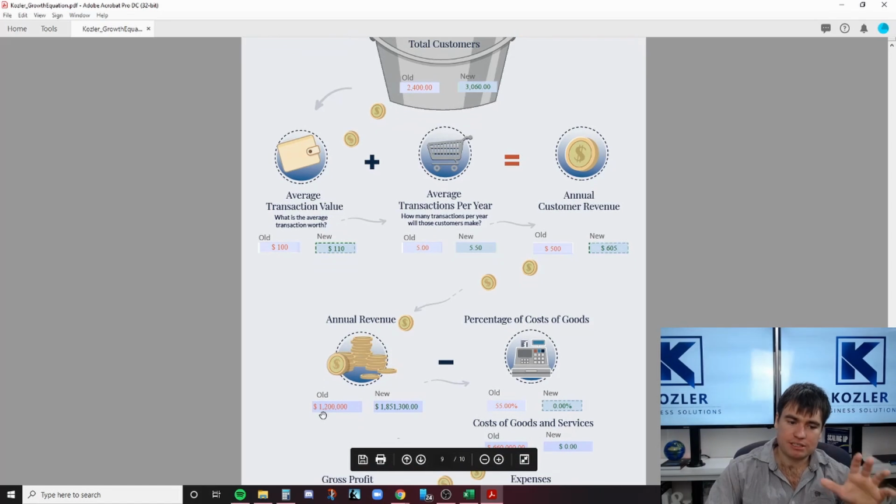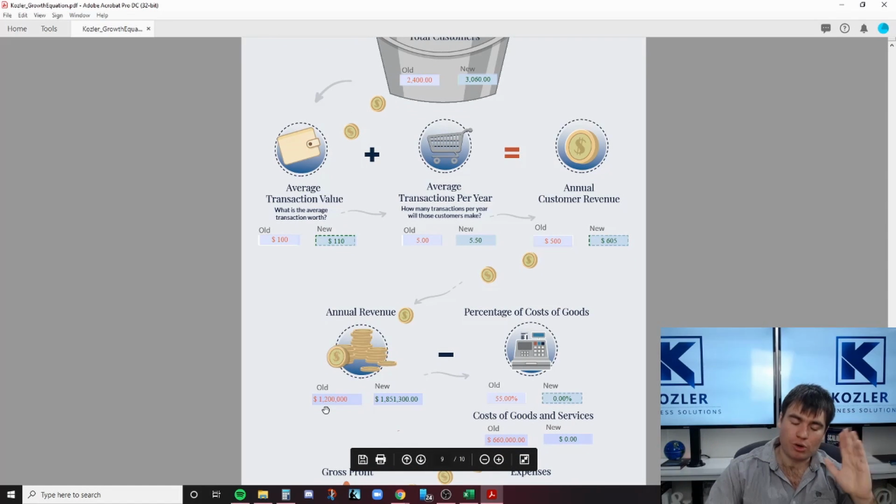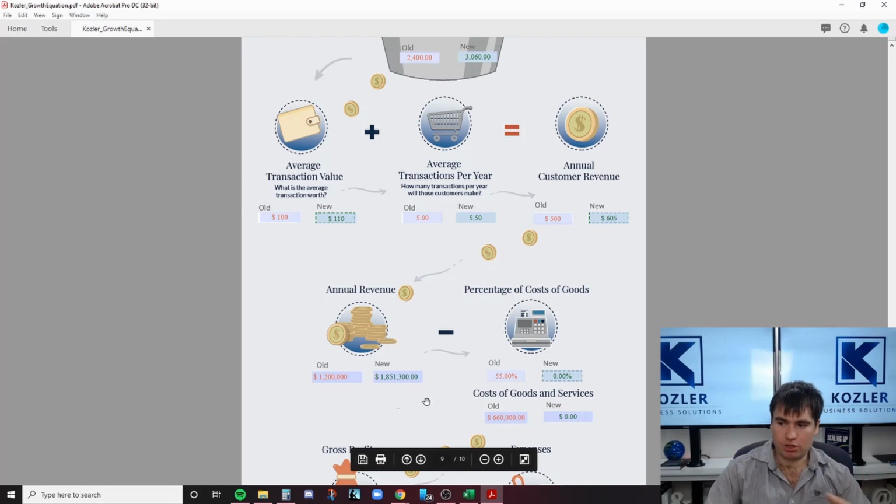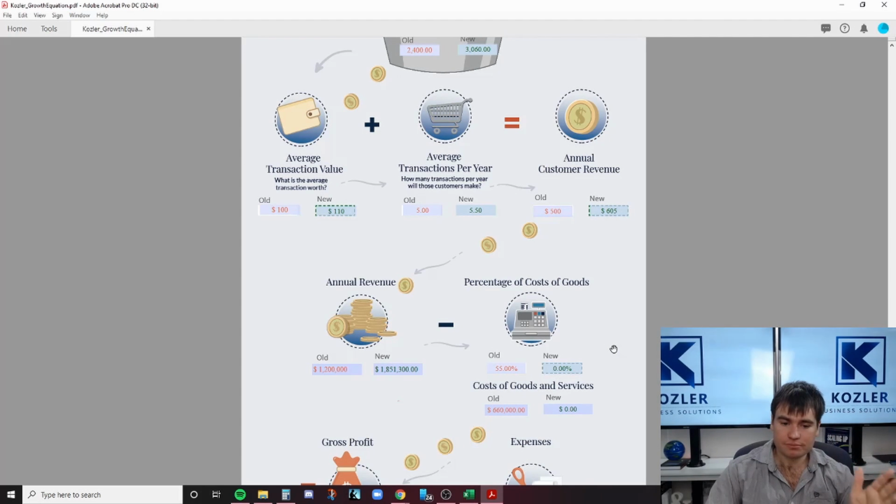So we've increased this from 1.2 million to $1,851,300. That's a massive increase for this specific business. That's an increase of $651,000 to be precise.